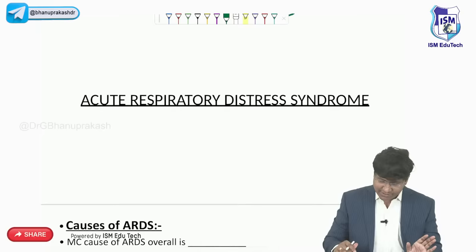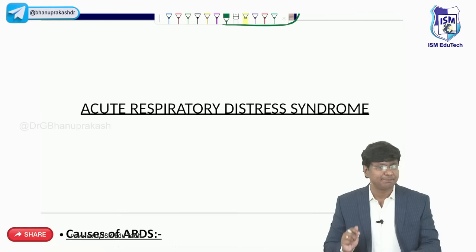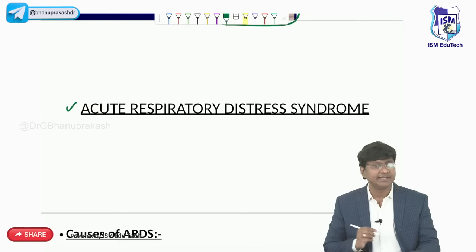So this completes the discussion of the important topics in neurology. I hope I have covered the maximum topics in neurology. Now we'll move on to the next important topic, that is pulmonology. The first topic will be ARDS, that is acute respiratory distress syndrome.